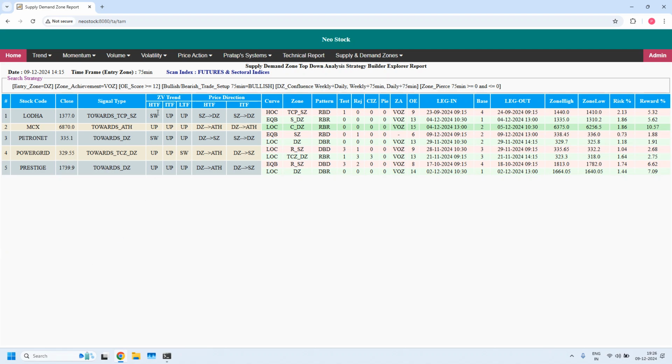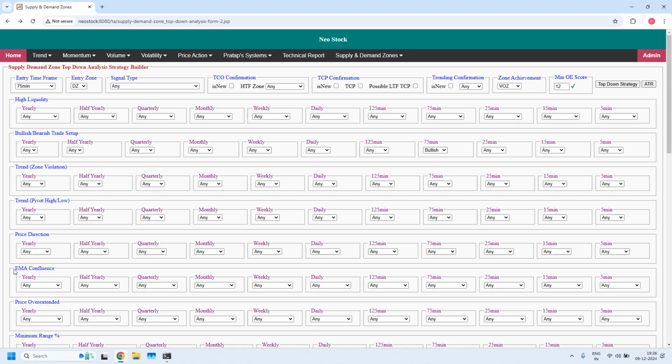In these 5 stocks, the HTF zone, because the 75 minute zone is part of daily, both together part of the weekly zone. Weekly is HTF. And HTF trend is up for 3 stocks. If they are having any weekly EMA Confluence, they are even more high probability trade setup supported stocks.